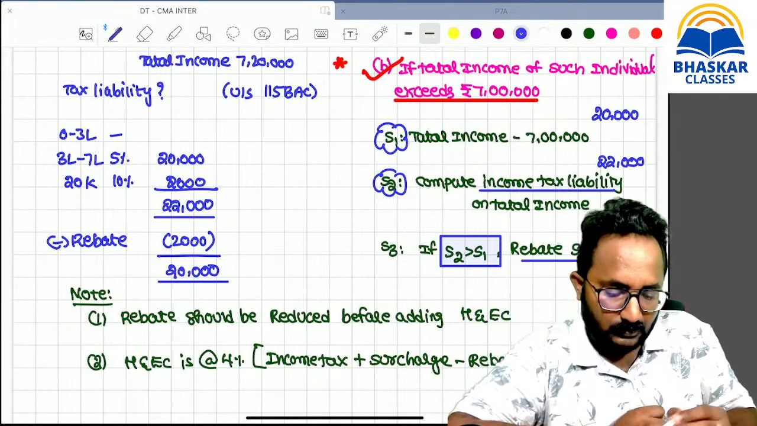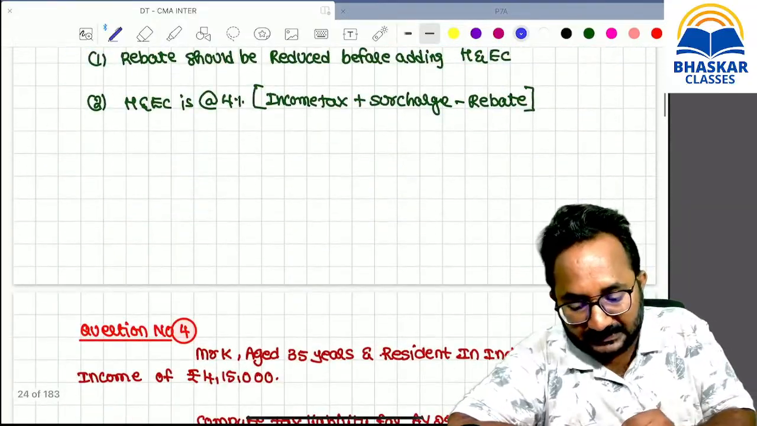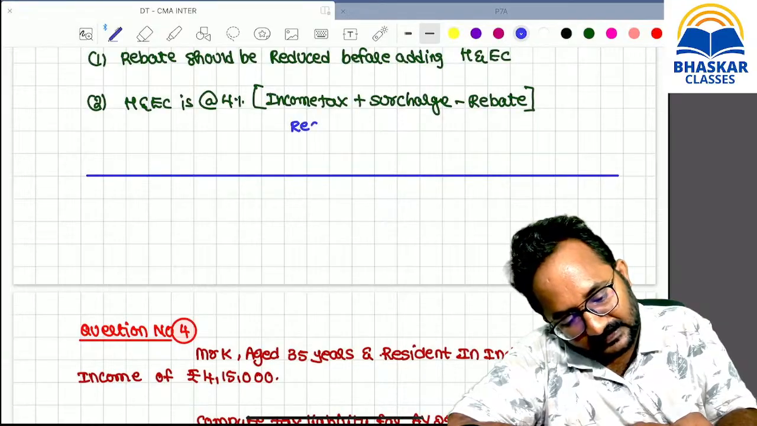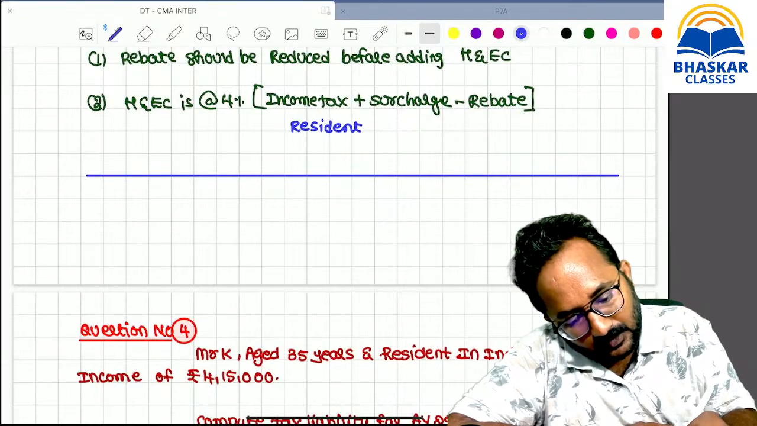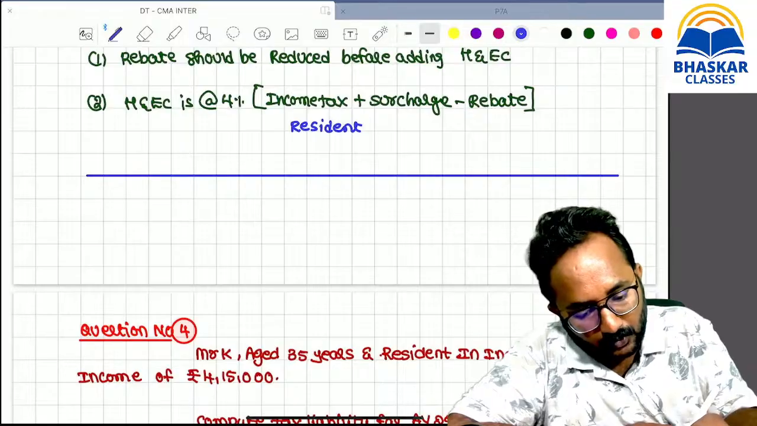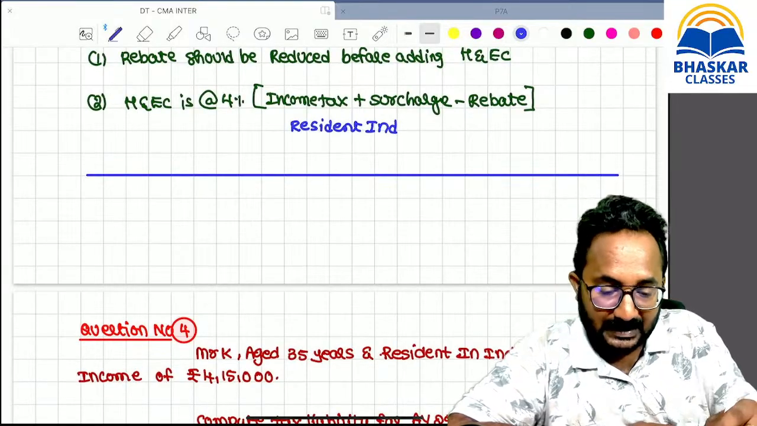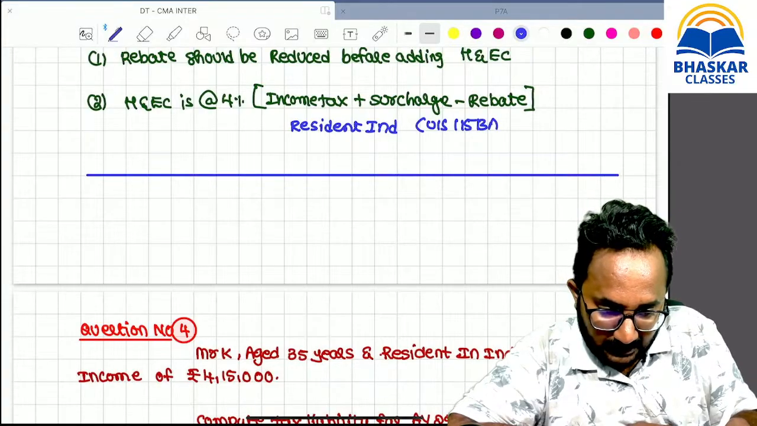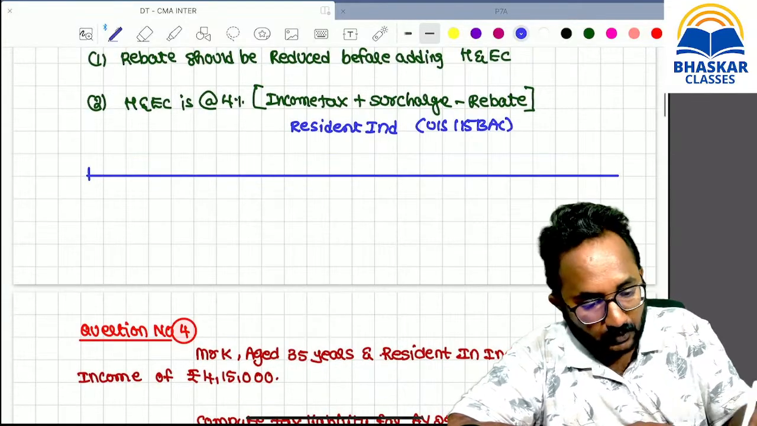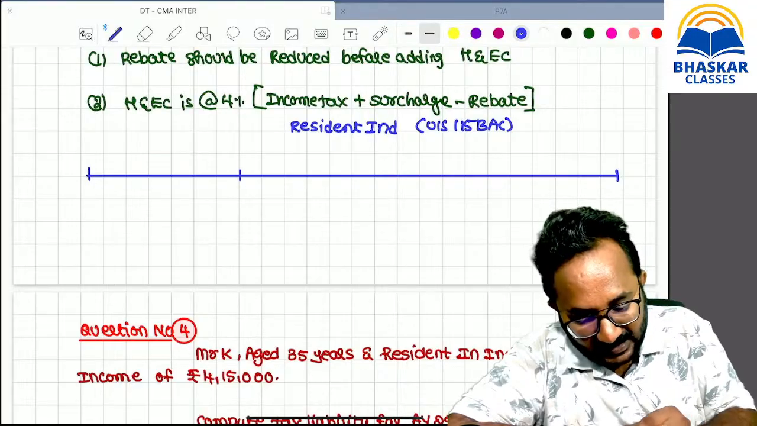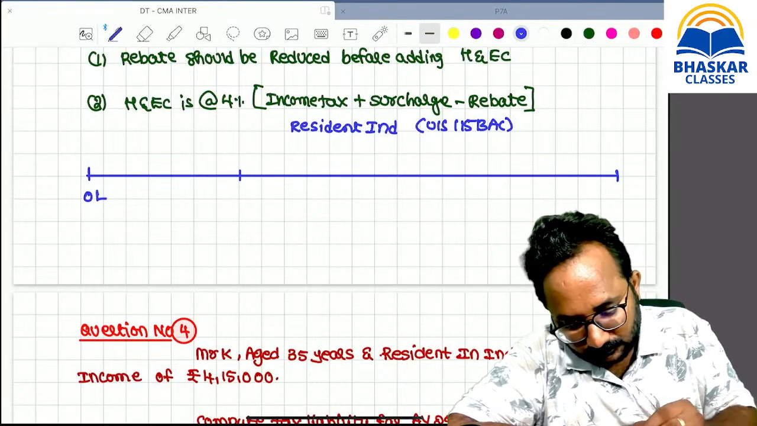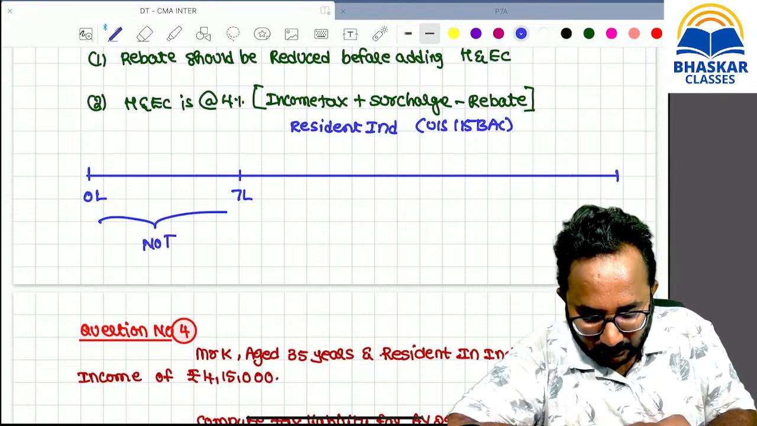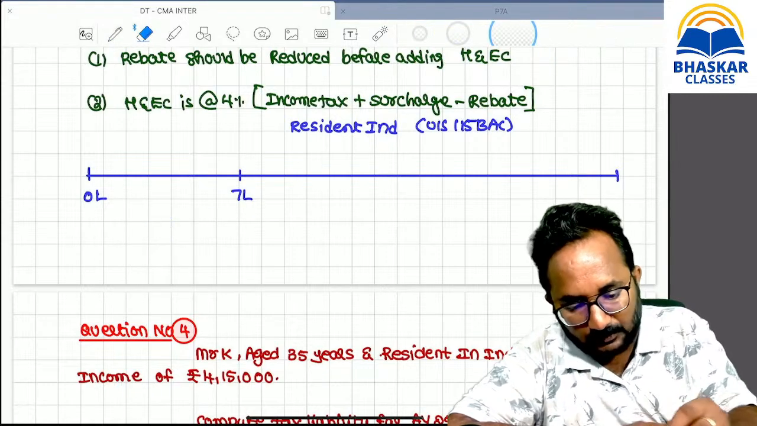Do you understand? Sir, what is the limit, sir? How can we get an idea? So for a resident individual who is following the default tax regime under section 115BAC, from 0 to 7 lakh there is no tax. He can get the rebate directly.